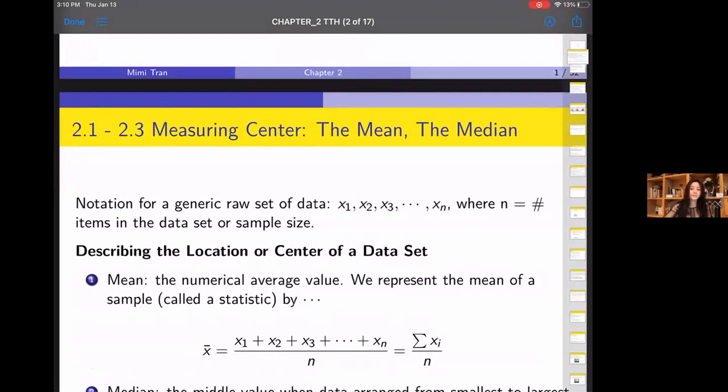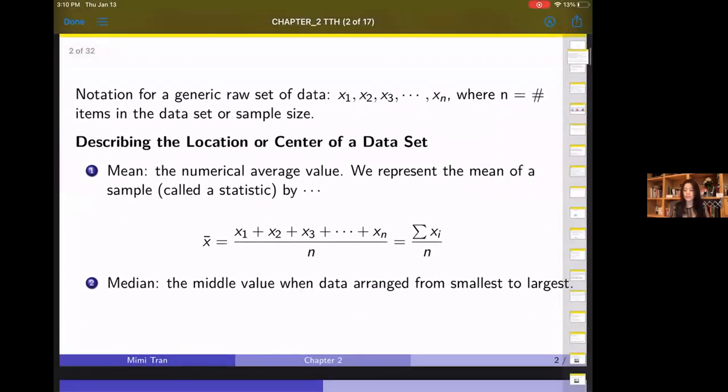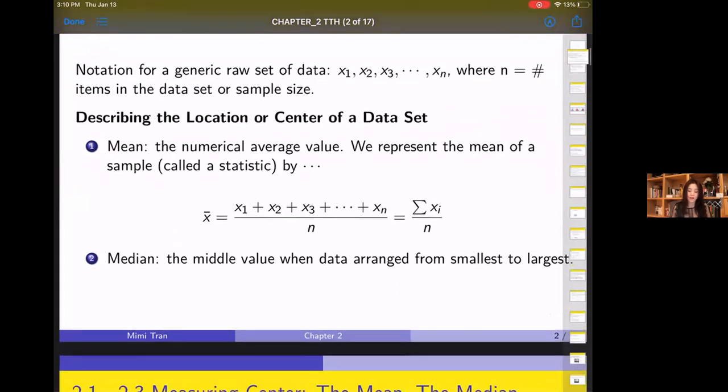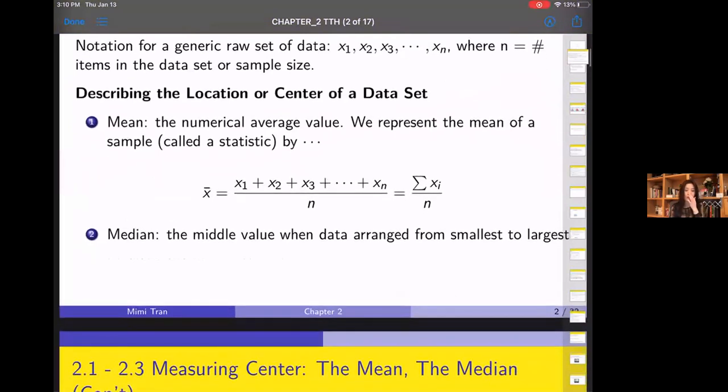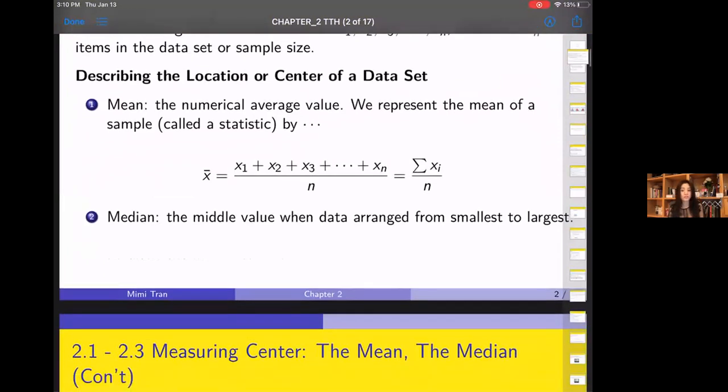Okay. So the first slide is just a review here. We already did this in chapter 1, right? So measuring the center, we use either the mean, which is the average, the sum of the values divided by the sample size, or the median, which is just another fancy way of saying the middle value of the data set when you sort it from smallest to largest.